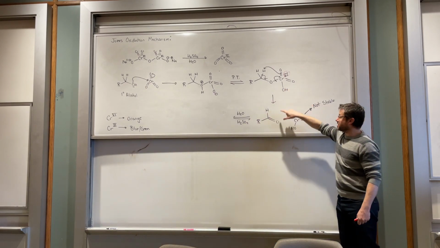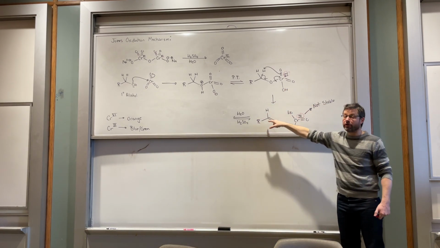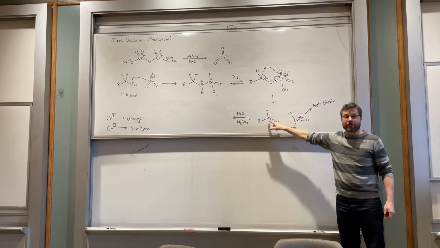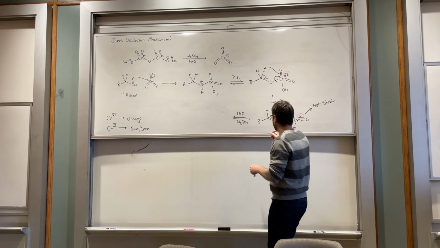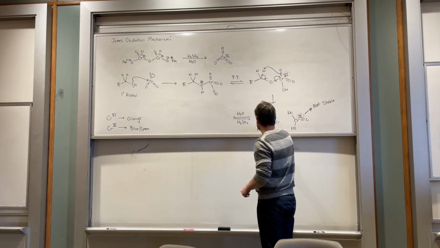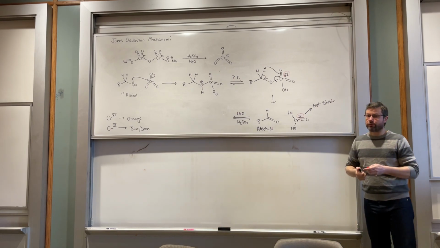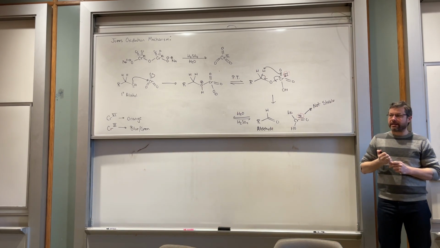Okay, so we get to this point, right? We're starting with primary alcohol. We know primary alcohols get oxidized to carboxylic acids. We're not there yet, right? We have our aldehyde. Right? And we have that aldehyde in acid and water. So what's going to happen to that aldehyde in acid and water?